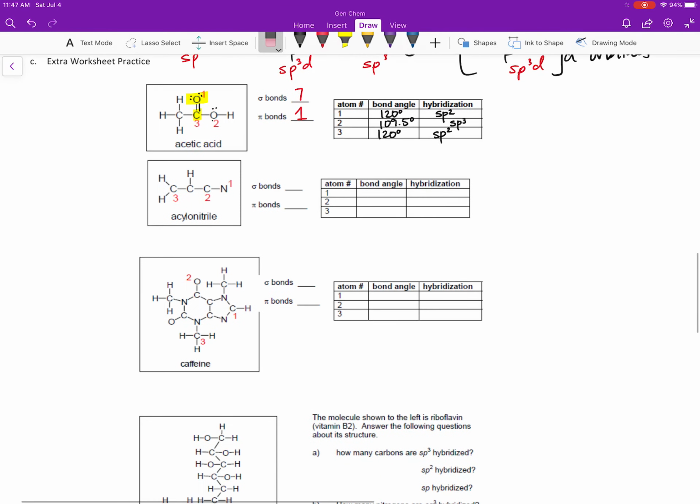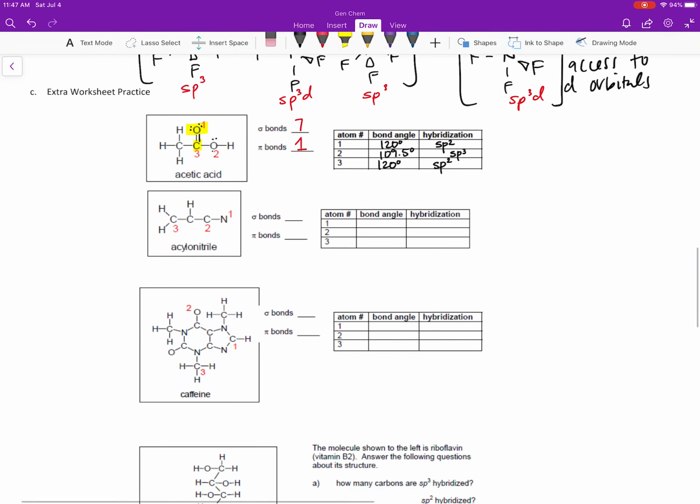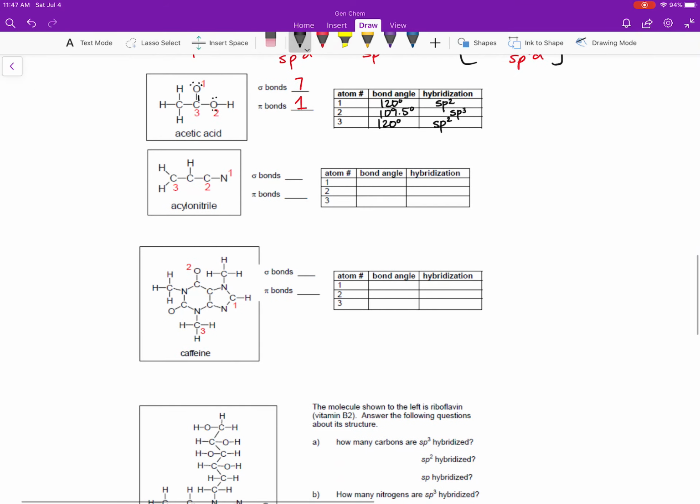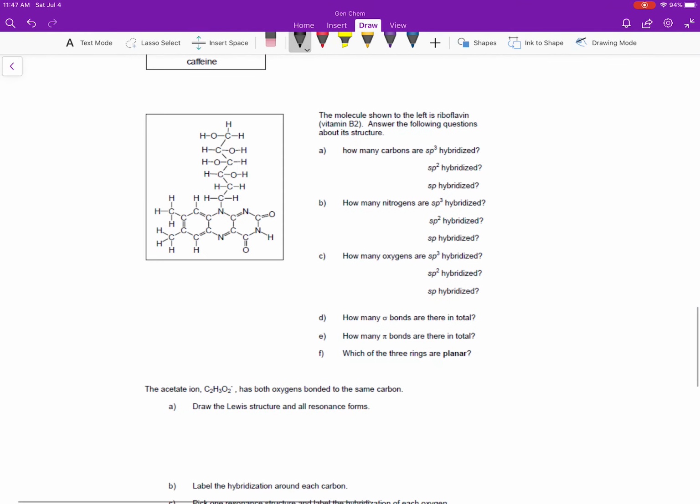All right, so you'll practice with acetonitrile and caffeine. Let's see if I can erase the highlighting. There we go. All right, and so let's go down to vitamin B.